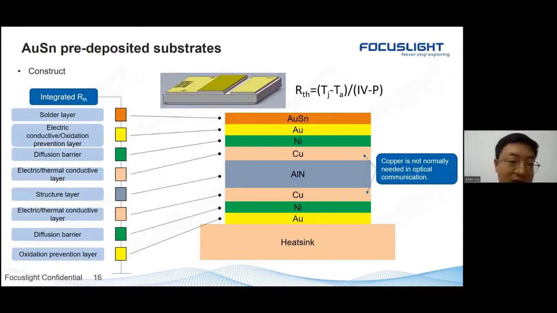For the substrate, we have different layers in the construct. Gold-tin is the solder layer, and the second layer is gold as the electroconductive or oxidation prevention layer, nickel as a diffusion barrier layer, and copper as a thermoconductive layer, because the thermal conductivity of copper is high enough. Then aluminum nitride is the structure layer. We combine every layer into one to get a very low thermal resistance for the substrate.